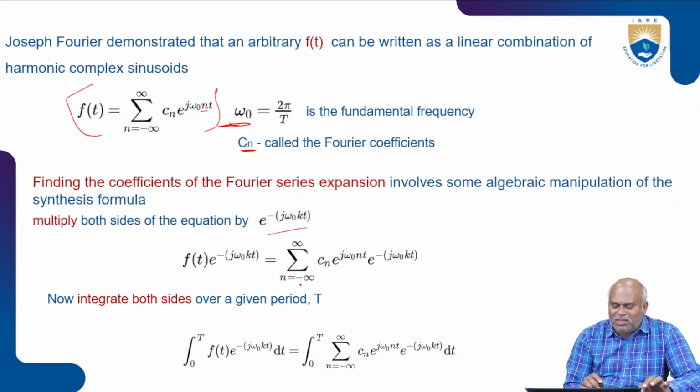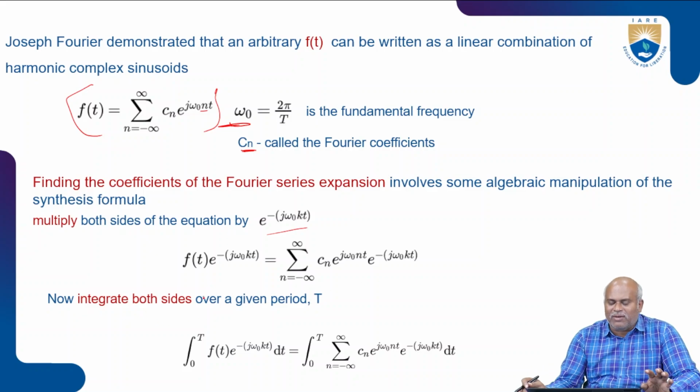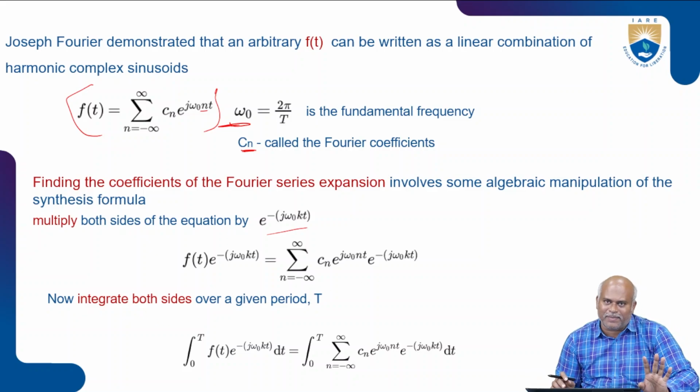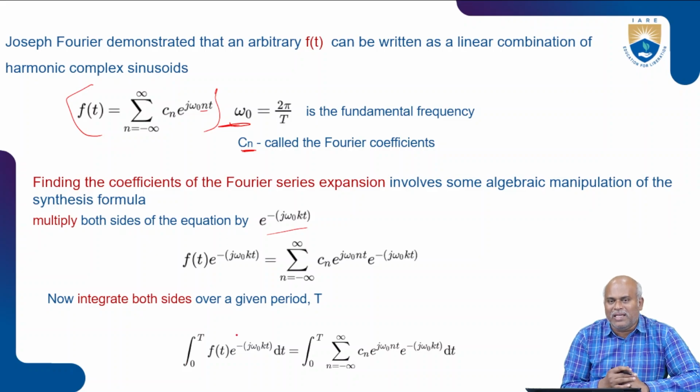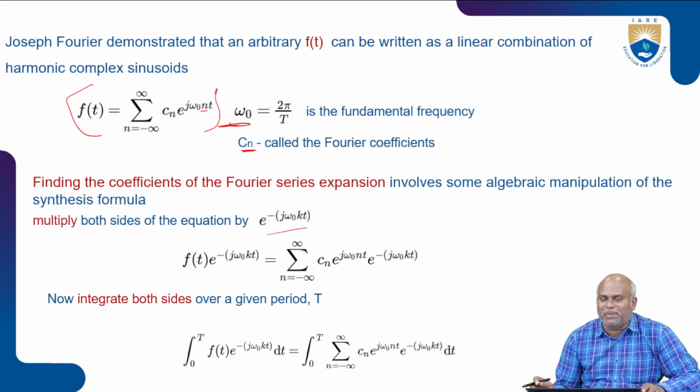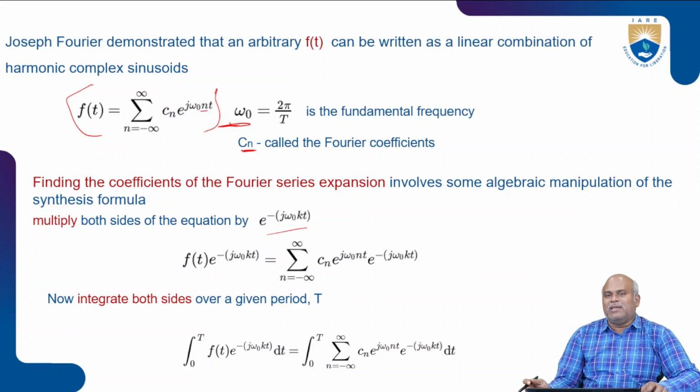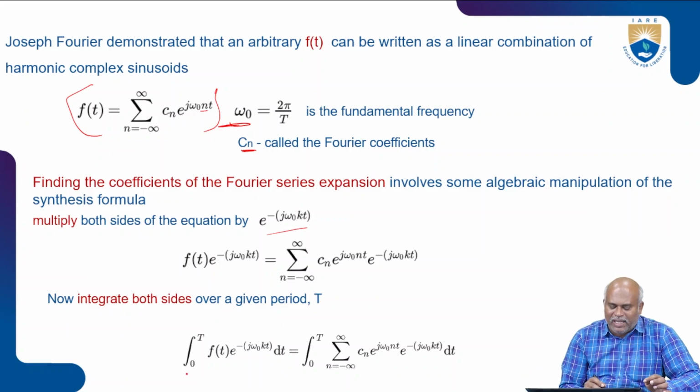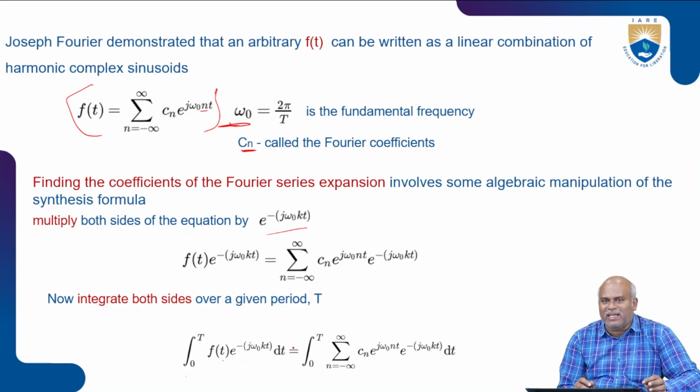We need to integrate both sides over the interval of capital T. Okay, both sides we need to integrate. The limit is the period, represented as the fundamental period, going from 0 to capital T. So integration from 0 to T of f of t e power minus j omega 0 kt dt is equal to integration from 0 to T of summation of n equal to minus infinity to plus infinity c of n e power j omega 0 n t e power minus j omega 0 kt dt.